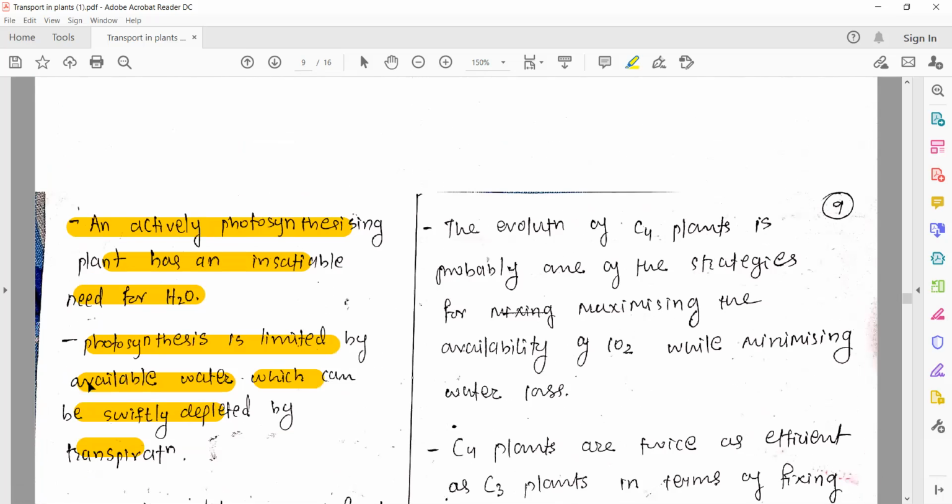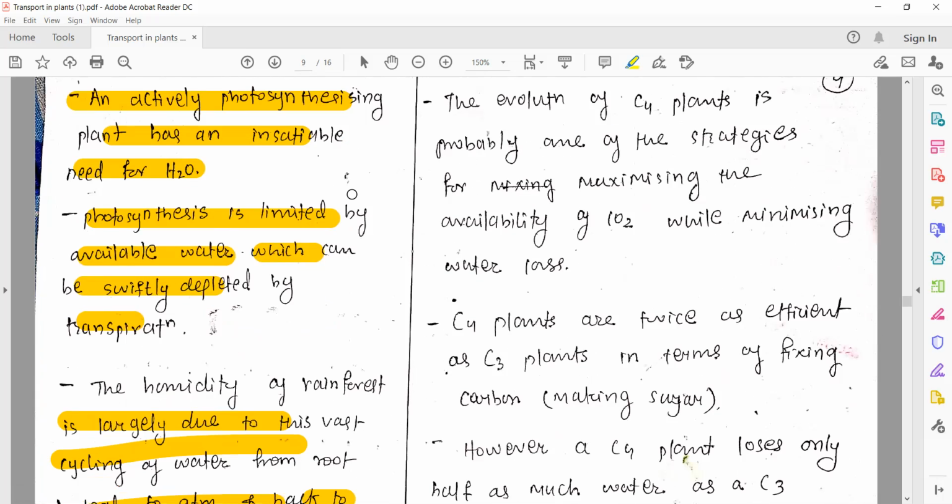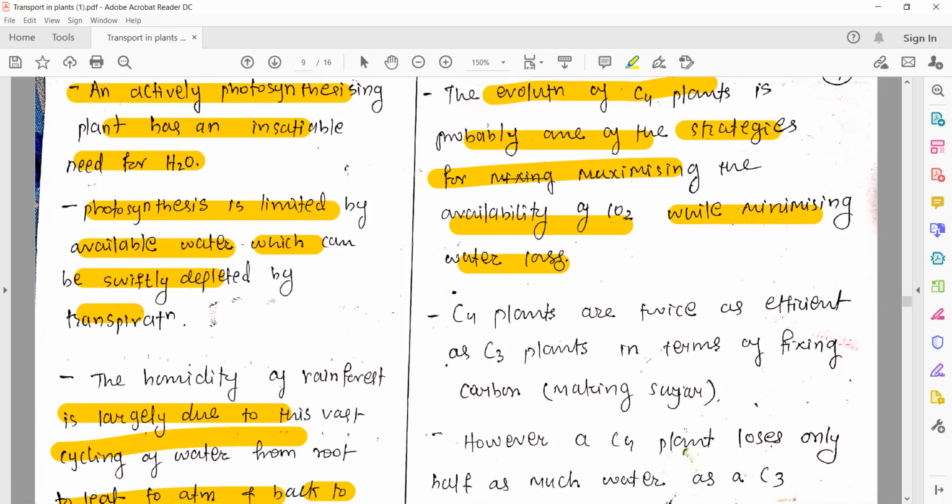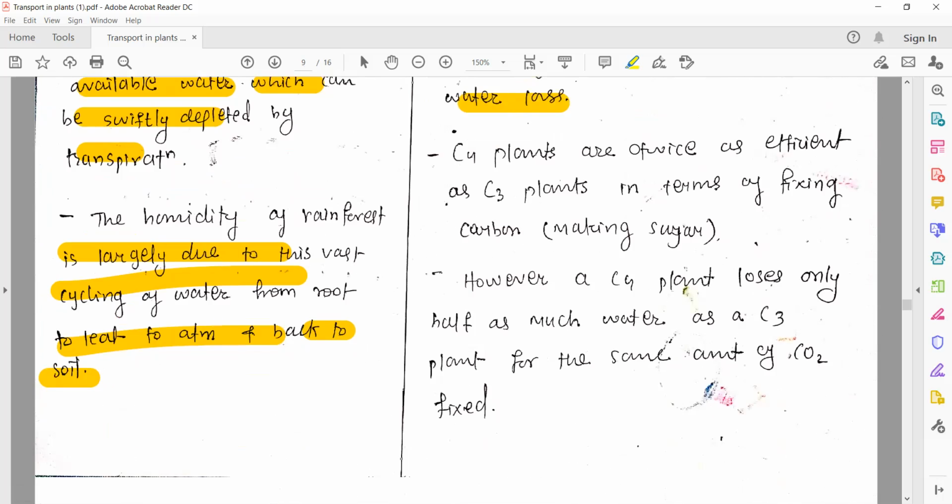Okay, let's talk about the C4 plants. The evolution of the C4 plant is probably one of the strategies for maximizing the availability of CO2 so that they can fix the CO2 in a proper way, while minimizing the loss of water. They have to do this. Now see, C4 plants are twice as efficient as C3 plants in terms of fixing carbon. Why do we have to fix the carbon? The carboxylation process has to take place so that we can make a particular sugar, that is glucose, that can be stored in the form of starch. Everything you know very well now.